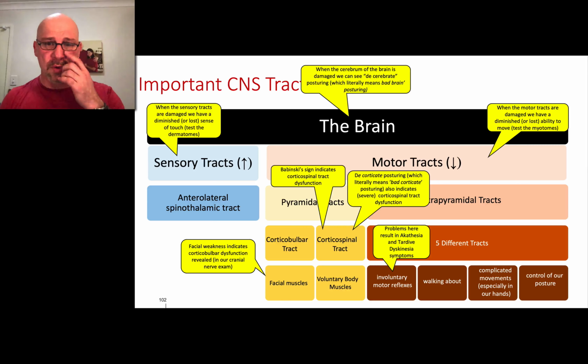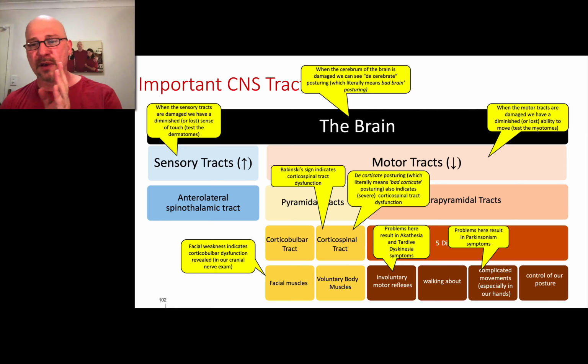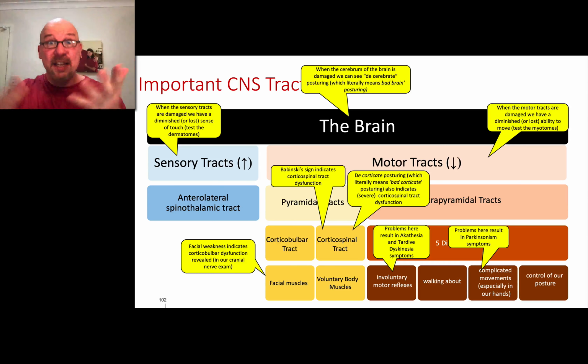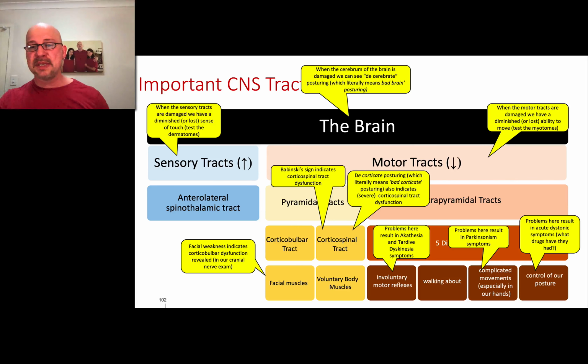So the involuntary motor reflexes, that's our akathisia and tardive dyskinesia. Coming down to the complicated movements, especially in our hands, you'll see Parkinsonian symptoms, which often has the pill rolling. That's because it's the motor fine control of the hands. And problems here in control of our posture suggest the extrapyramidal tracts. And what drugs do paramedics give which can cause this? Haloperidol, droperidol, drugs like that. And that's where we get the control of our posture going wrong.